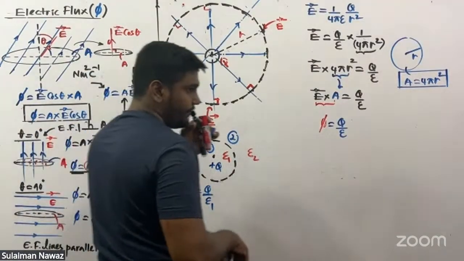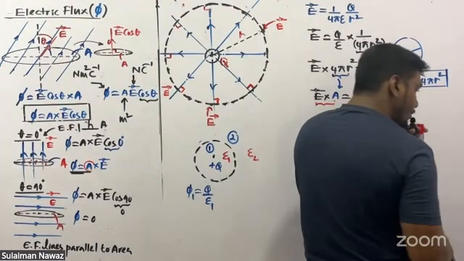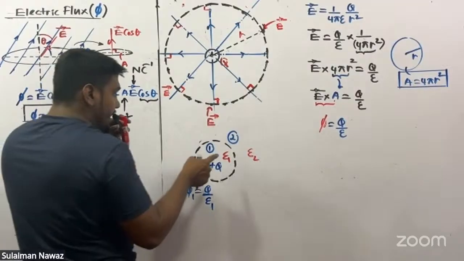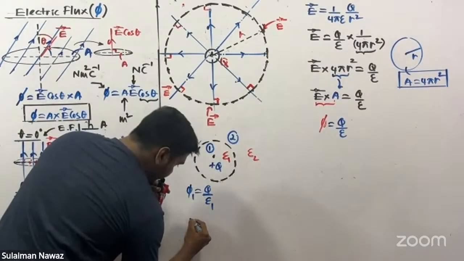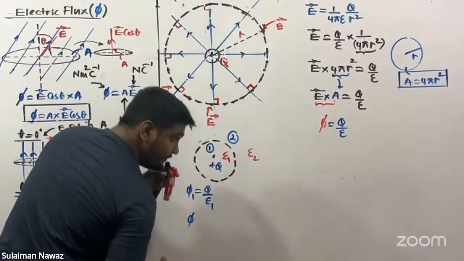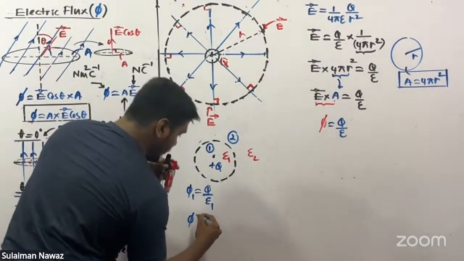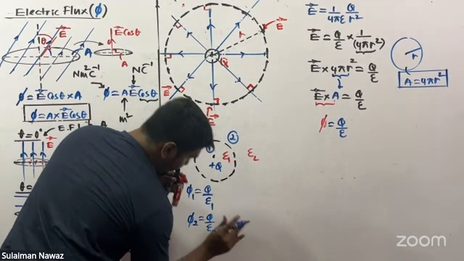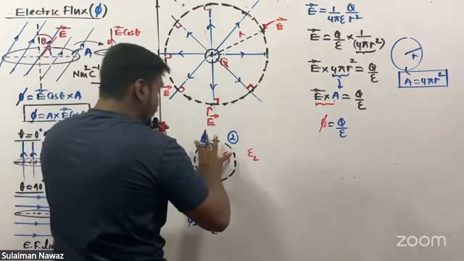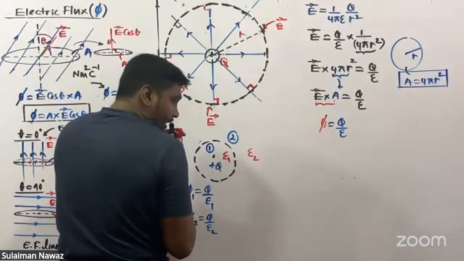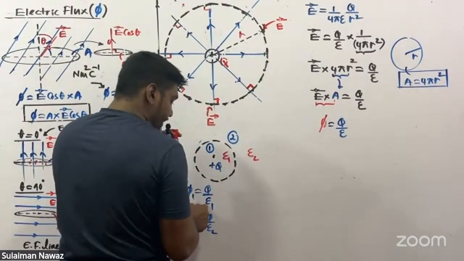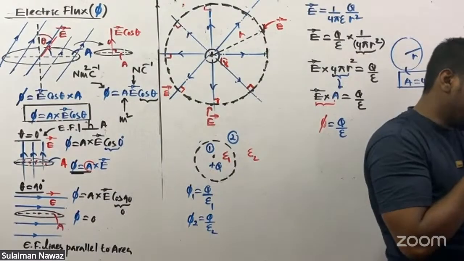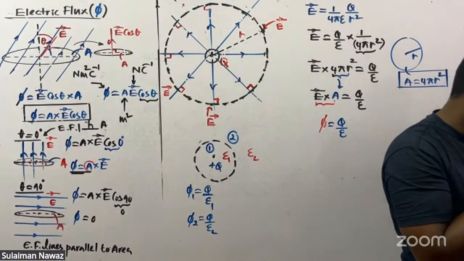And also tell me, what is the electric flux in medium 2? We all know that psi 2 is equal to the charge Q over the permittivity epsilon 2. Draw this diagram and write down the electric flux in medium 1, Q over epsilon 1, and the electric flux in medium 2, Q over epsilon 2.